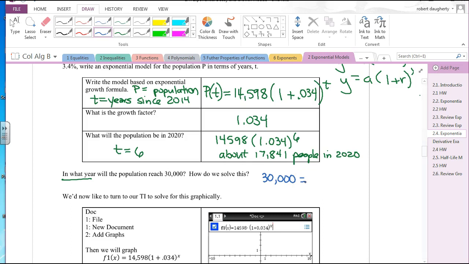No, not yet. Just write out 14,598 times what? 1.034 to the t. That's what I'm trying to solve for, t, okay? I'm not going to do the graphical part, so you can skip these screenshots, but this part you do need to pay attention to.